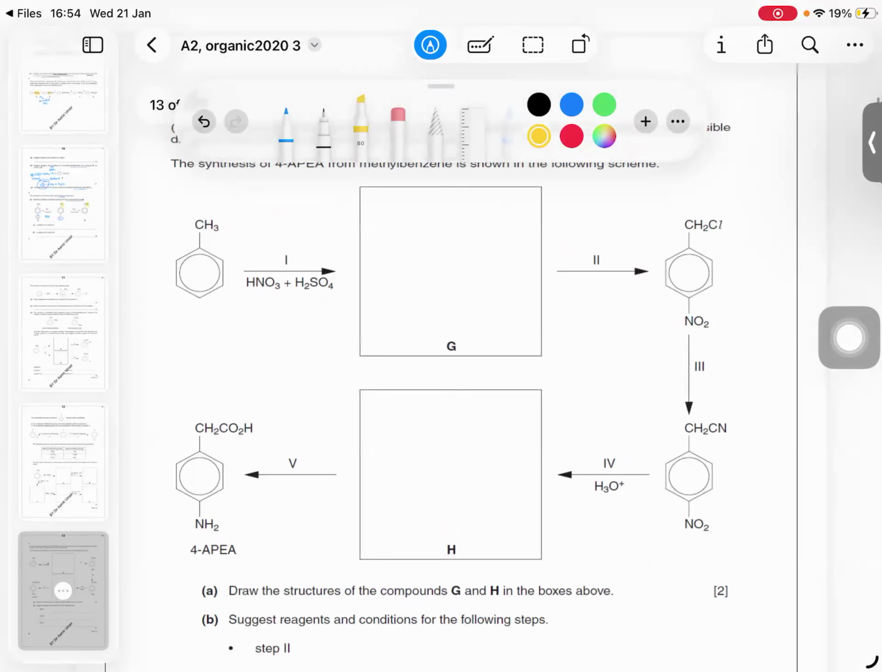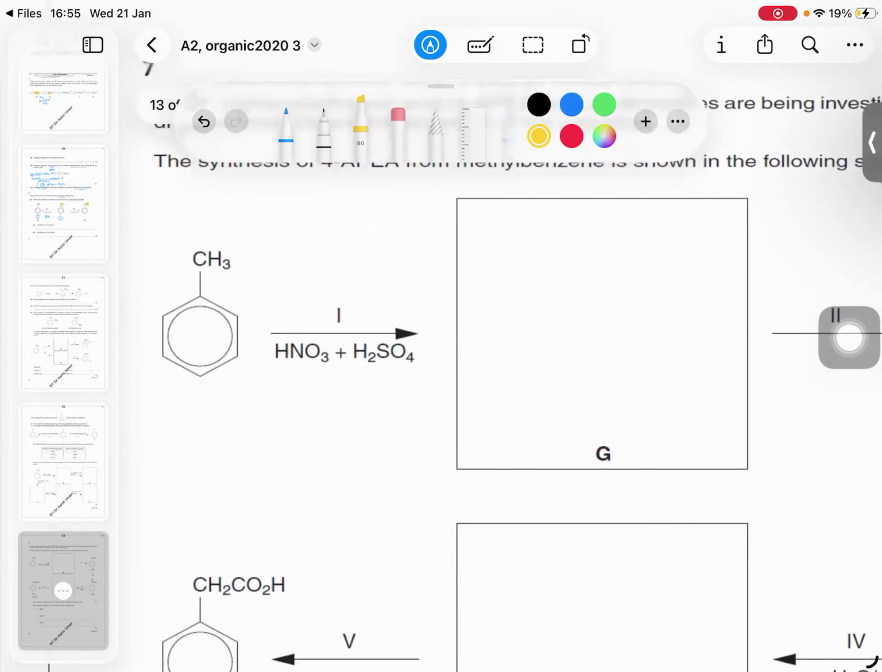Now, there is a problem with A2 organic. A2 organic is very easy and straightforward, but the problem is that the examiners mix up the AS organic into this. Then at times we feel stuck. For example, in this case, look at this.